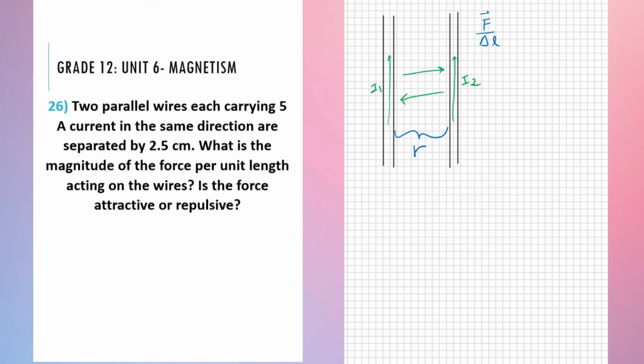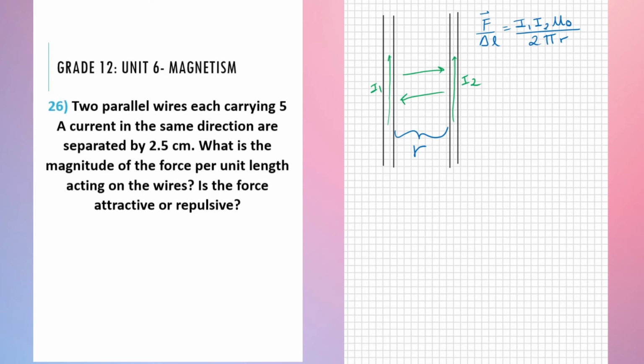The force per unit length of the wires that these two wires experience is given as the current in the first wire multiplied by the current in the second wire multiplied by the permeability of free space denoted by mu naught, which is a constant number, and this is divided by 2 pi r, r being the distance between these two wires. Now we can simply substitute the formulas.